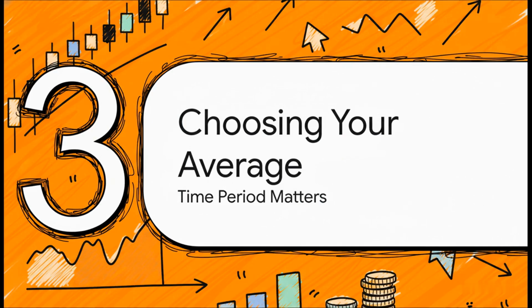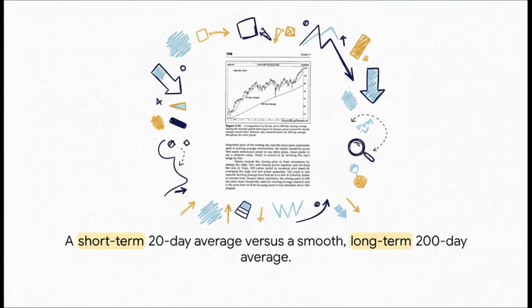Now, here's where it gets interesting. The power of a moving average really comes down to one crucial choice you have to make: the time period. You see, the number of days you decide to include in your average totally changes what you see on the chart. And this slide just shows that perfectly.